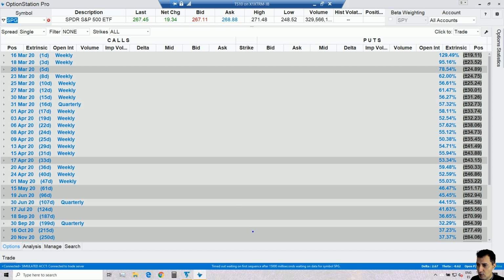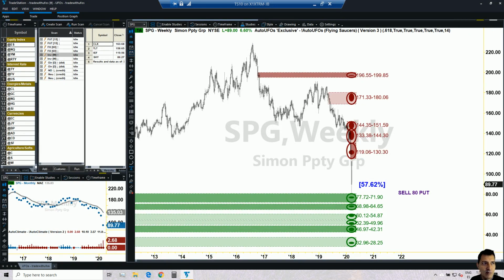Yeah, so you can see the message here. Timing out, waiting on the first sequence after 15,000 milliseconds. So we're having a problem here. You can also see it here with a red X. Something's going on. Maybe it's weekend maintenance with all the craziness that happened in the market. Maybe that's the reason. So I'm just going to bring a different platform, so we can do our analysis.